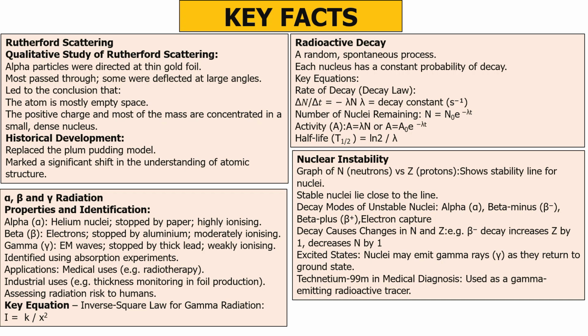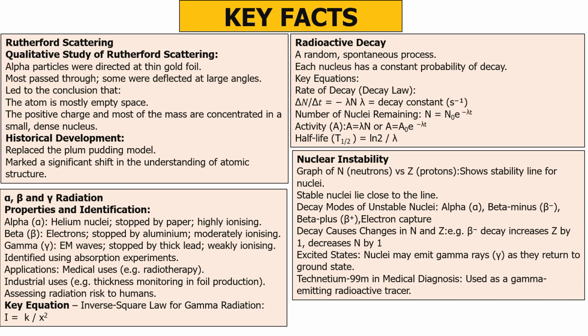Now radioactive decay is a random spontaneous process. Each nucleus has a constant probability of decay. Our key equations are the rate of decay, which is the change in N over the change in t, equal to minus lambda N, where lambda is the decay constant in seconds to the minus 1. Our number of nuclei remaining is N equals N0 e to the power minus lambda t. Our activity is A equals lambda N, or A equals A0 e to the power minus lambda t. The half-life is going to be equal to ln 2 over the decay constant.